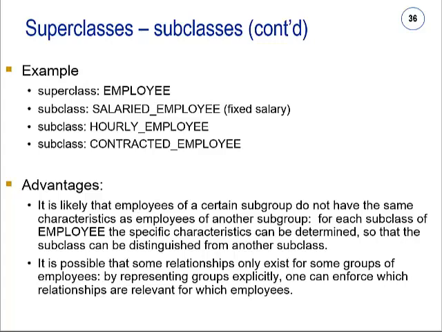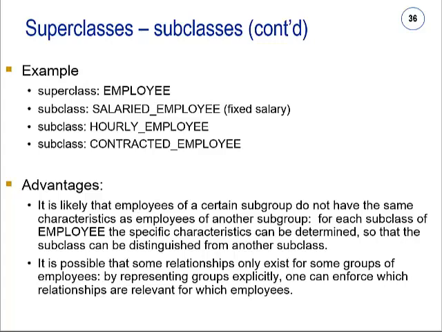Another example you can see right here. We can have a superclass employee. This is a very general class with attribute types such as social security number, employee name, gender, date of birth, and so on. Within this very general superclass, we can then start identifying subclasses. Subclasses such as salaried employee, which receives a fixed salary, hourly employee, which is being paid by hour, and contracted employee, which basically has a contract.